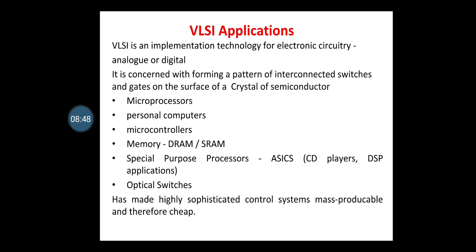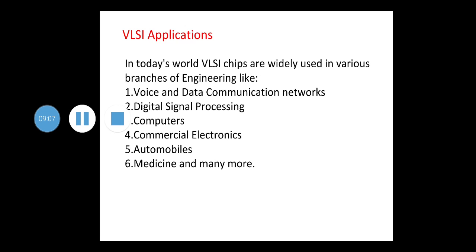Some of the main important applications of VLSI, as you know, are microprocessor, personal computer, microcontroller, then you have memory, DRAM, SRAM, special purpose processor, ASICs, CD players, digital signal processing applications, optical switches. All these things have made highly sophisticated control systems mass producible and therefore cheap. So basically we can say that in today's world, VLSI chips are widely used in various branches of engineering. Everywhere we need VLSI, we are using VLSI. That is voice and data communication networks, digital signal processing, computers, commercial electronics, automobiles, medicines, and many more.